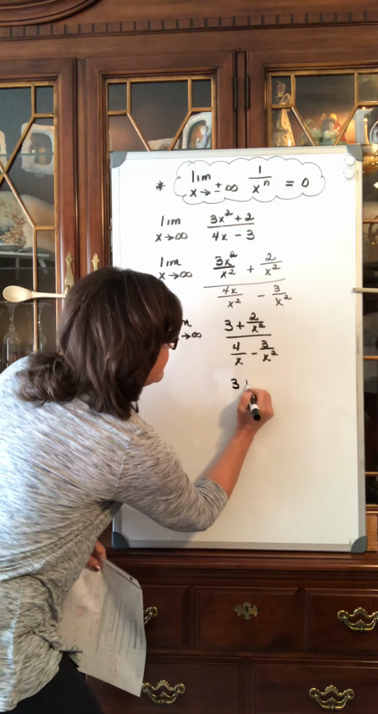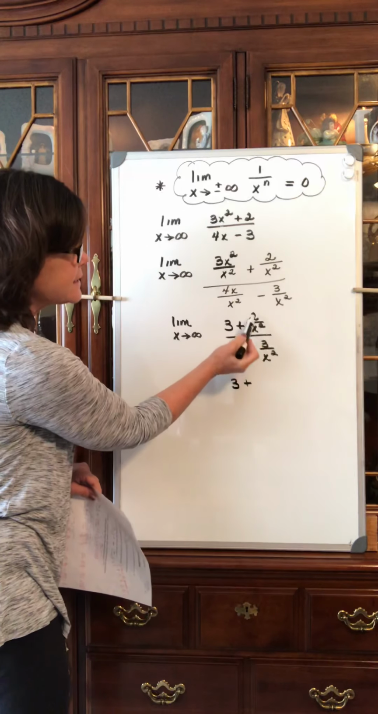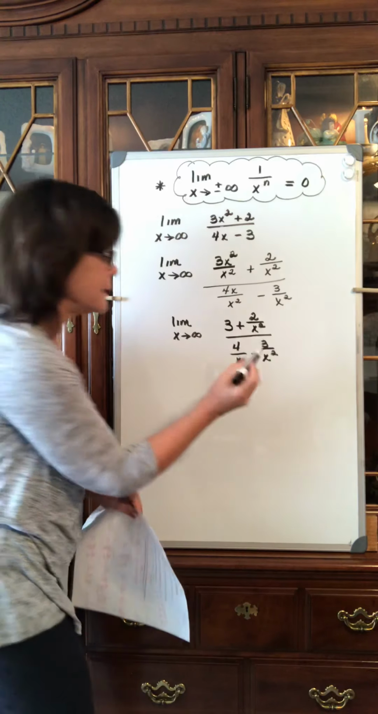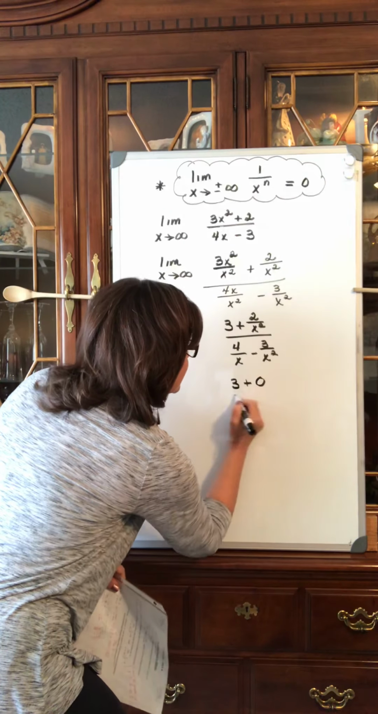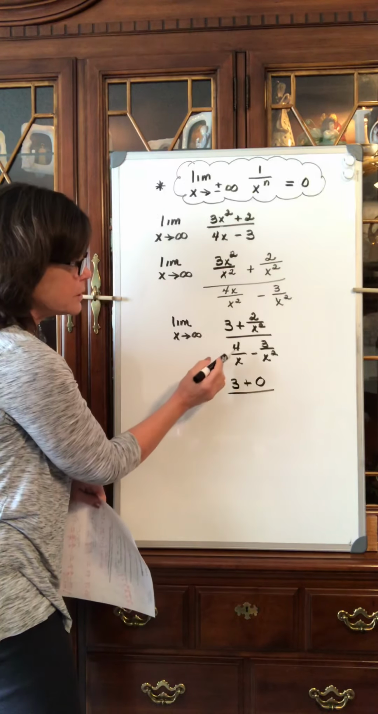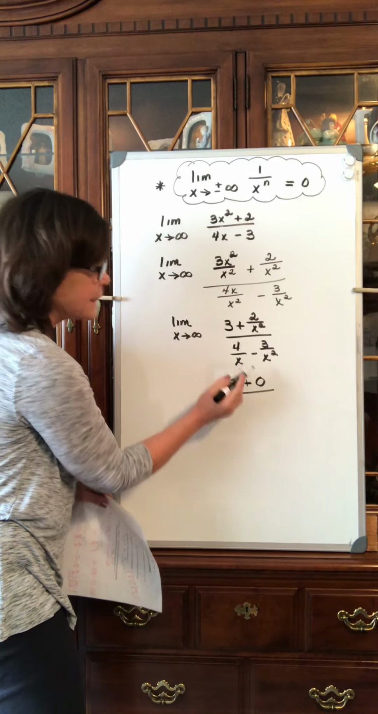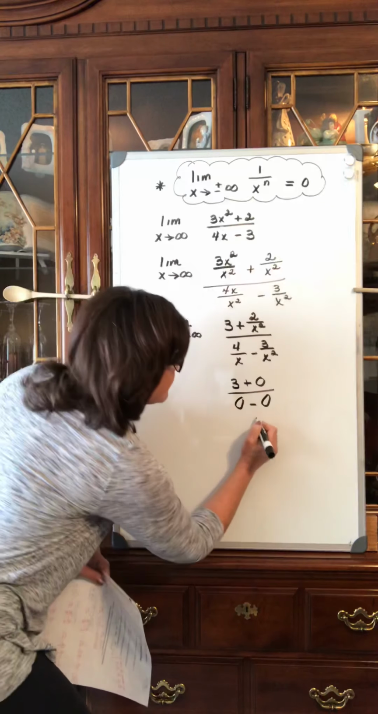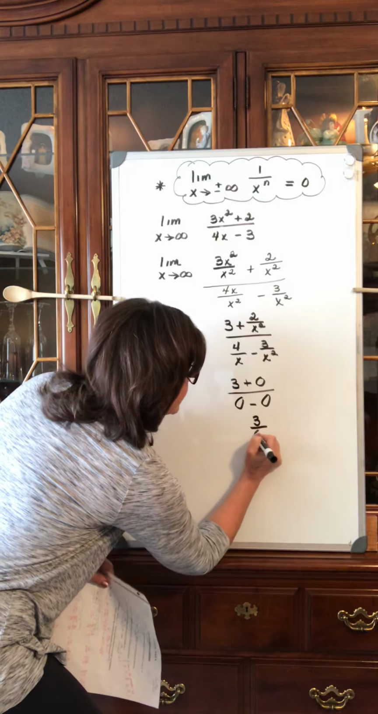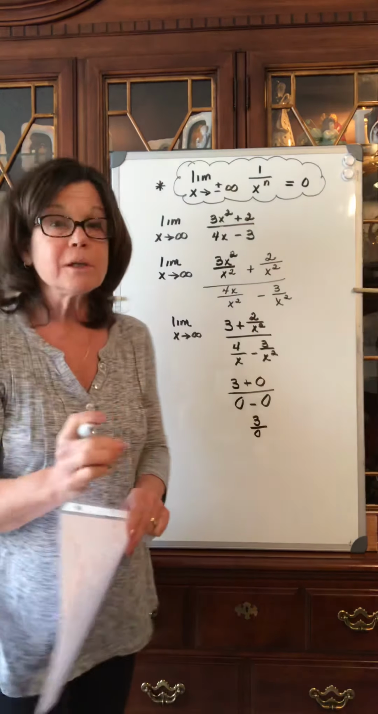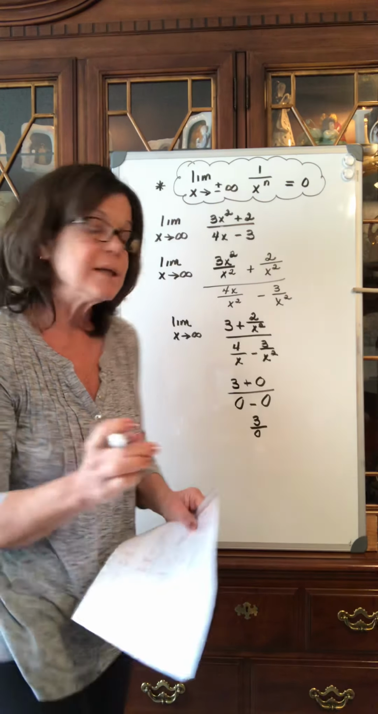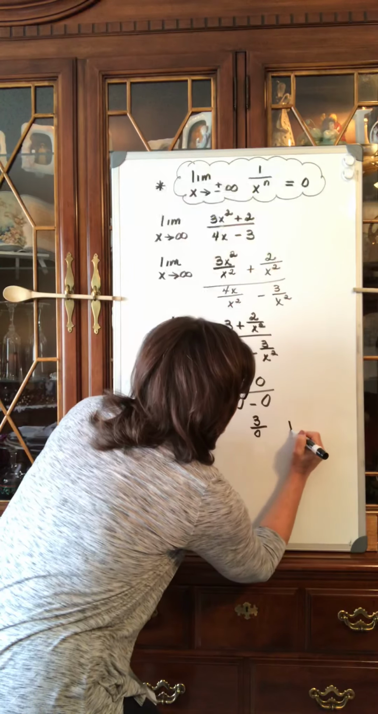The limit as x is approaching positive or negative infinity of any number divided by x raised to any power is 0. The limit as x is approaching infinity of any number divided by x to any power is 0, minus 0. So we're left now with 3 over 0. So the function would be undefined. Function values when they don't exist are undefined, but the limit does not exist.